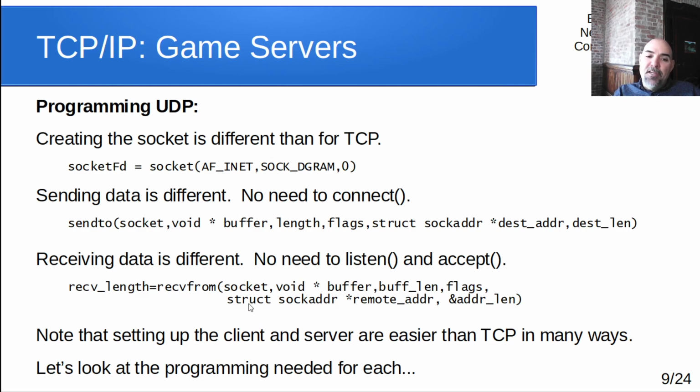And there's flags again, and then this is going to get filled in with the remote address of who put the data into there. So in other words, this is like pull a letter out of my mailbox, read the contents of it into this buffer, and then read the address off of the outside of the letter into this place here. So we can see the address and the port of who sent us that letter.